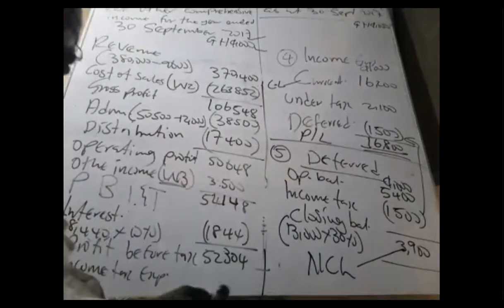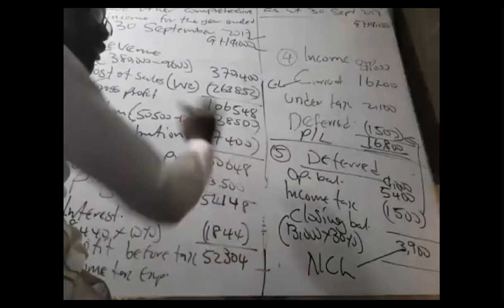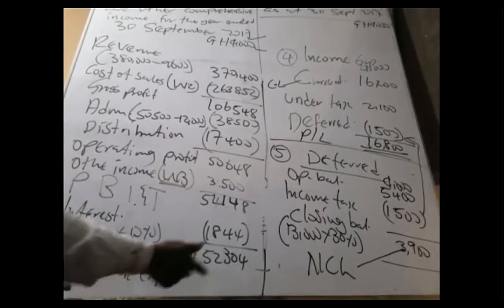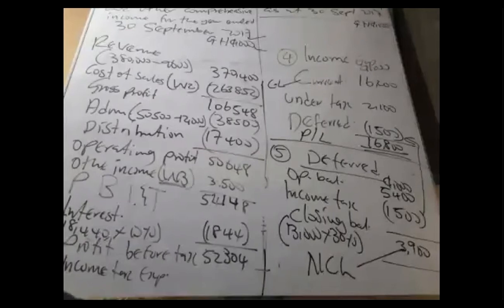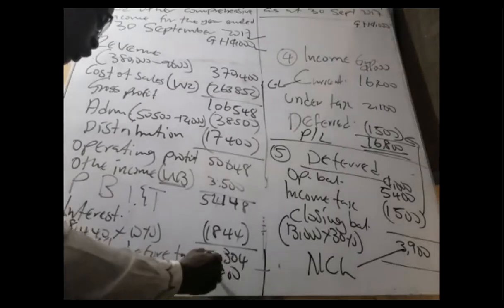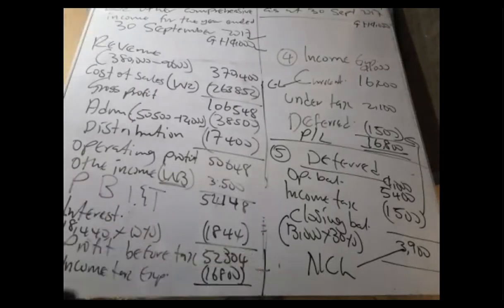16,800. So this one goes as income tax expense on the tax liability. The rest does not go anywhere. That's all, that's the end. The income tax expense, I need to just put 16,800 in here. I'll subtract, then I'll get the profit after tax. What do you get for the profit after tax?